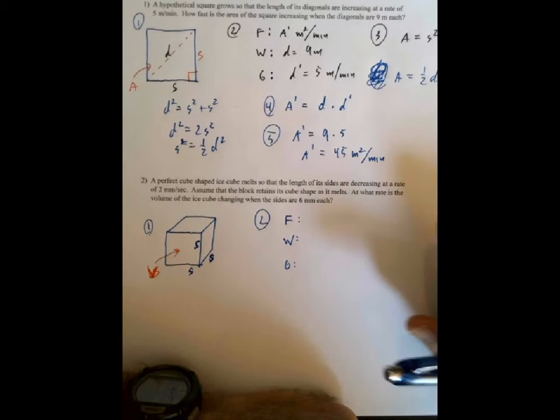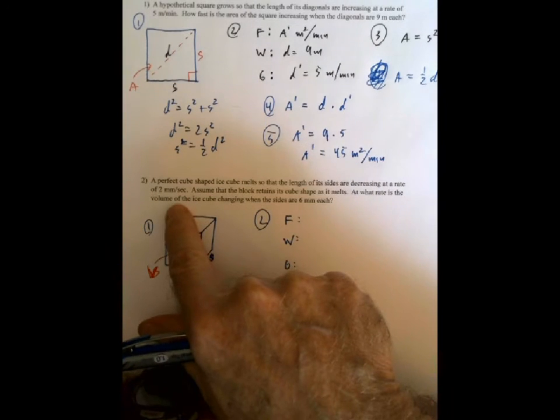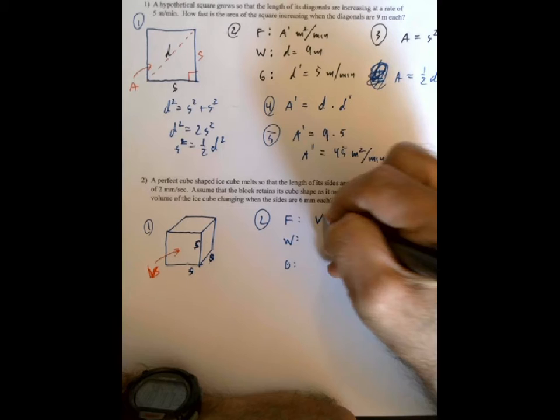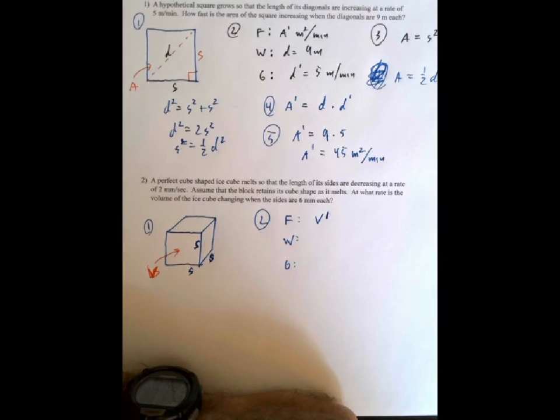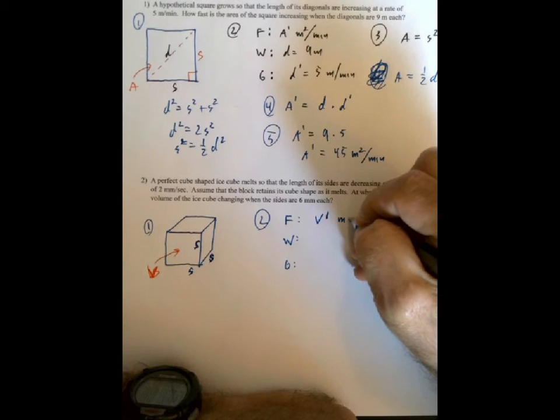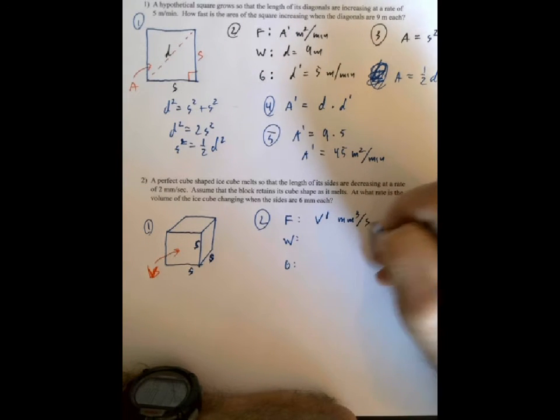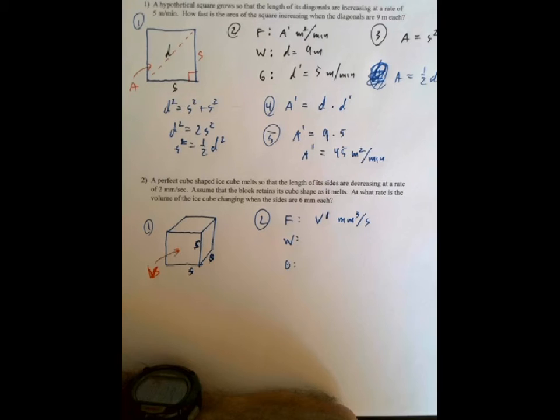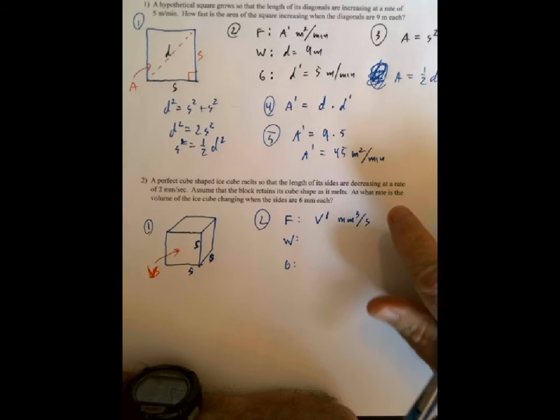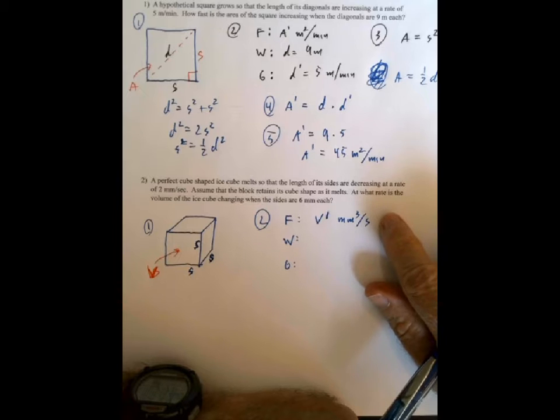It says we want to know at what rate the volume is changing. So that V prime is what we're looking for, and that's going to be in cubic millimeters per second, right? Because cubic units are the volume units. And we're anticipating that that's going to work out to be negative.